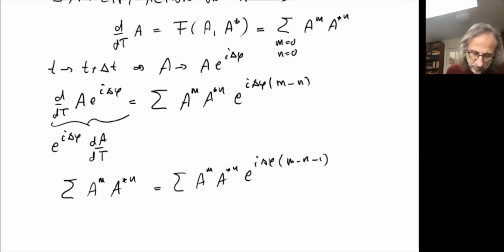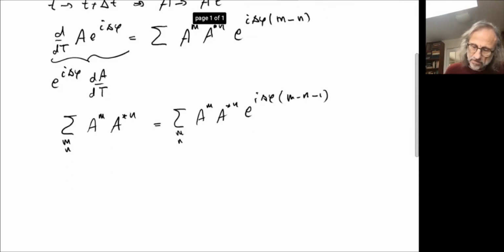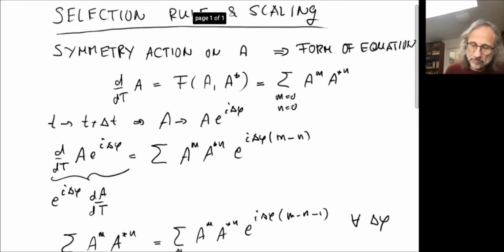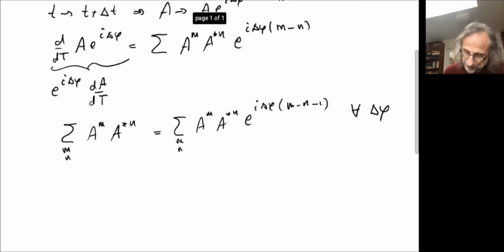This must be true for all powers of A and A star. And so therefore we conclude, let's emphasize that this needs to be true for all delta phi, right? It's not just for one value of delta phi. We have a continuous time translation symmetry. So any phase shift is allowed. That's important because that implies that each of these factors by themselves has to be equal to 1, meaning m minus n minus 1 has to be equal to 0.